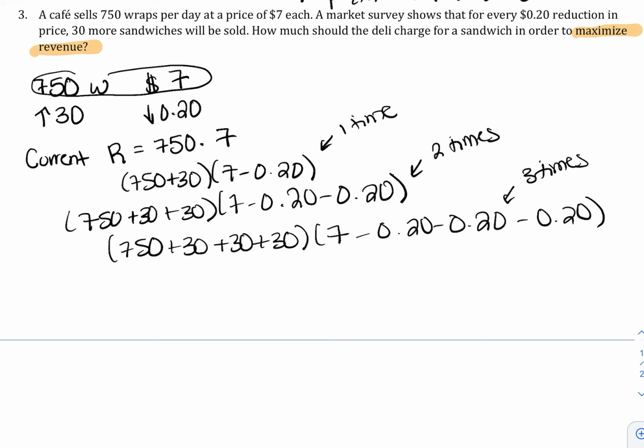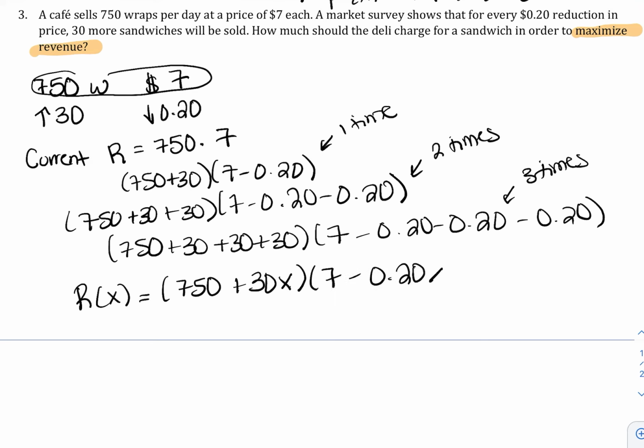So I can make a function where x represents the amount of times. So I can do r of x is equal to 750 plus 30x times 7 minus 20 cents x. So if I do it 1 time, it's 20 cents 1 time, 30 1 time. If I do it 2 times, it's 2 times 20 cents, 2 times 30, and so on. And now I created my revenue function.